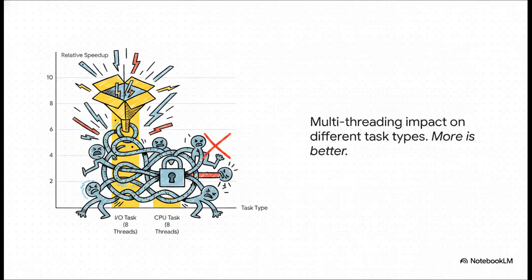And this chart shows you exactly what that looks like in the real world. For a waiting task, an I/O task, look at that. You add more threads and you get a huge speed up. It's beautiful. But for a heavy thinking CPU task, just like Timothy's chess problem, adding more threads actually makes things worse. The program gets slower because of all that time wasted fighting for the GIL.